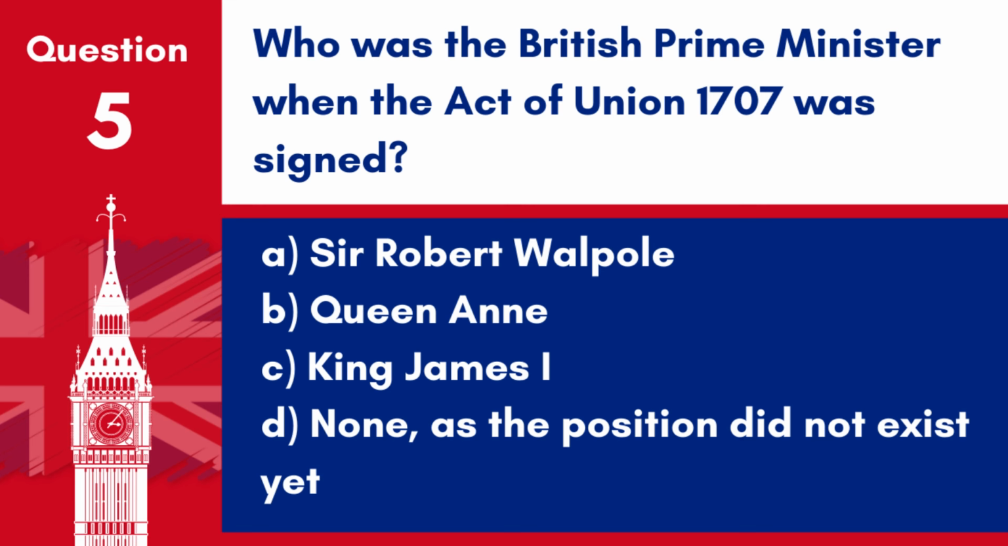Question 5. Who was the British Prime Minister when the Act of Union 1707 was signed? A. Sir Robert Walpole. B. Queen Anne. C. King James I. D. None, as the position did not exist yet.